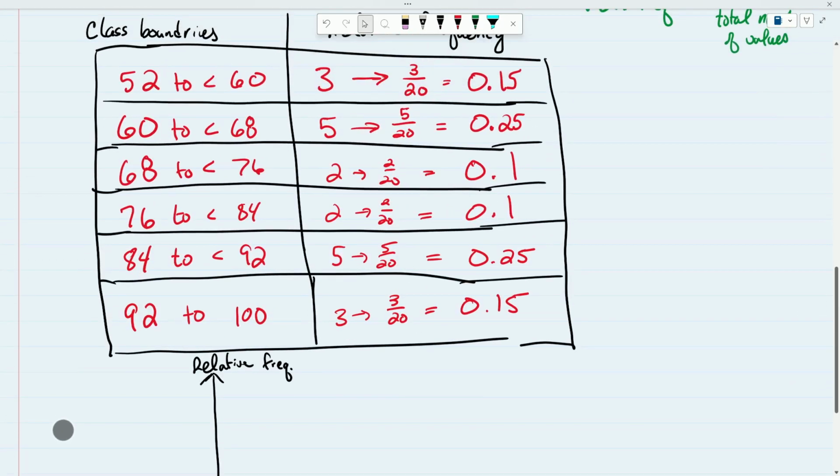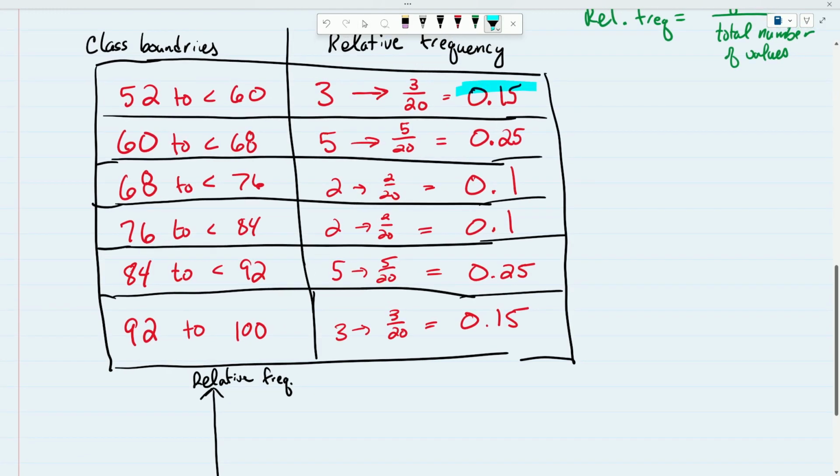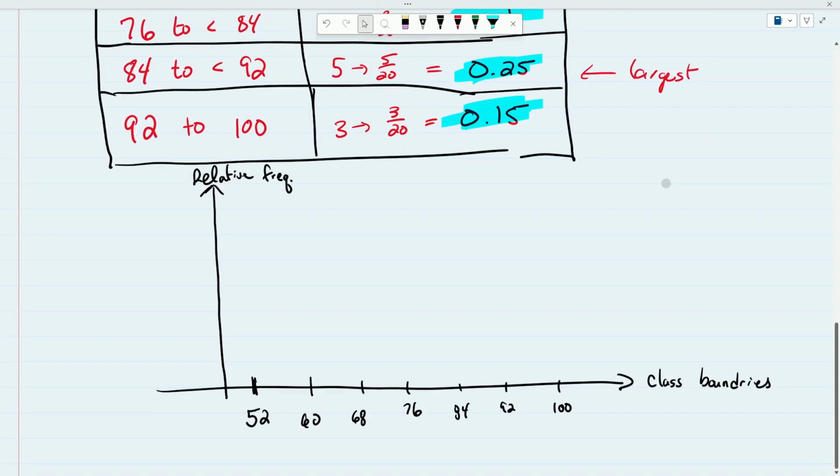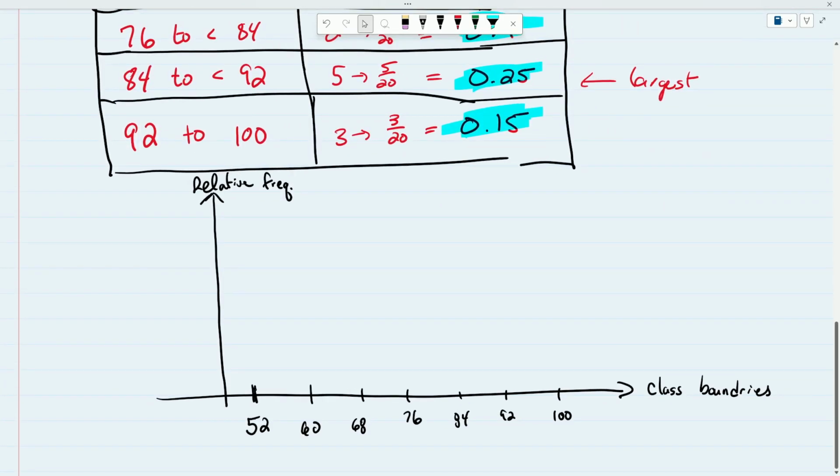So I kind of just scan my relative frequencies, and I'm going to highlight them here for us. So here they are right here. And I noticed that the smallest relative frequency is 0.01, and the largest is going to be 0.25. So therefore, when I make my relative frequency axis, I'm not going to get too crazy with this. I'll just make this 0.1, make this one 0.2, and then I can go ahead and build all my bars based off this.